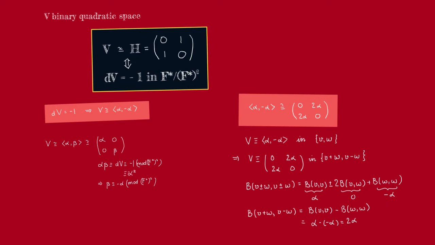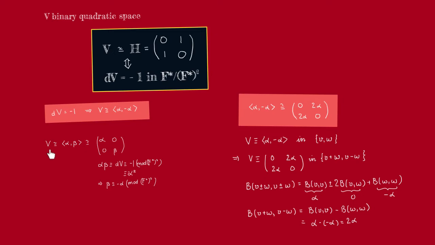Suppose that the discriminant of V is -1. We're going to prove that V is isometric to the hyperbolic plane in 2 steps. First, we show that V must be isometric to a space of this form. And then we show that such a space must be isometric to a space with the following Gram matrix. And this clearly is isometric to the hyperbolic plane. Alright, so let's start with assuming that the discriminant of V is -1, and we want to show that V is isometric to a space of this form.